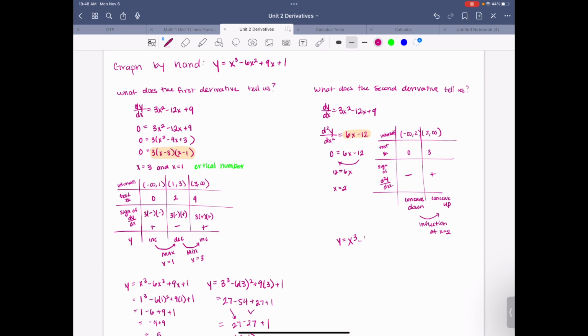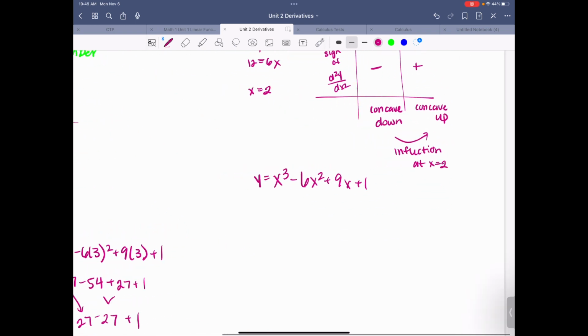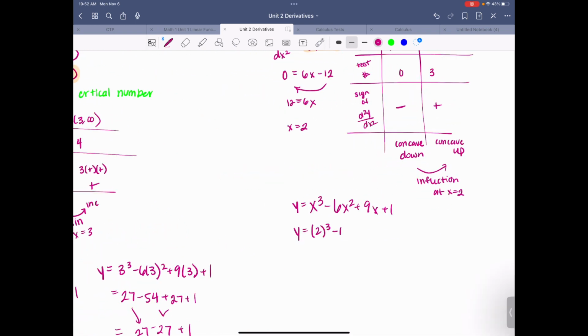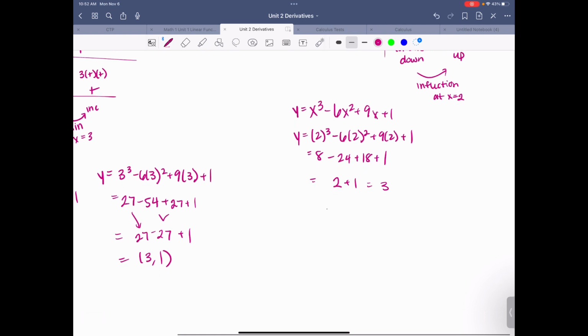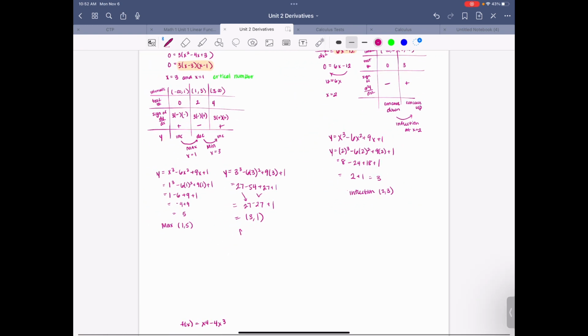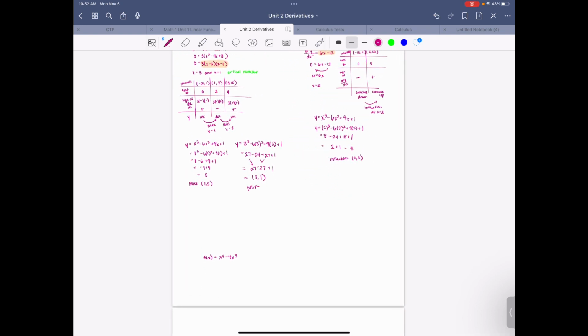So if my function is x cubed minus 6x squared, copying that down. Let's go ahead and plug that in. So 2 cubed minus 6 times 2 squared plus 9 times 2 plus 1 is going to be 8 minus 24 plus 18 plus 1, which gives me 2 plus 1, which is 3. So we know that my inflection point is going to occur at 2 and 3. So I have my minimum point, my maximum point, and my inflection point.